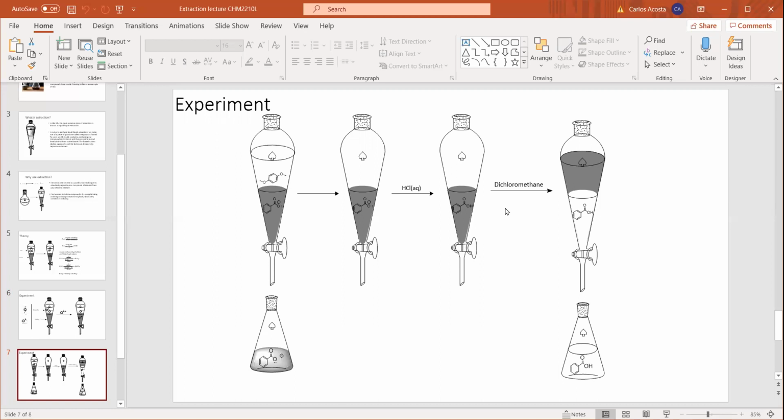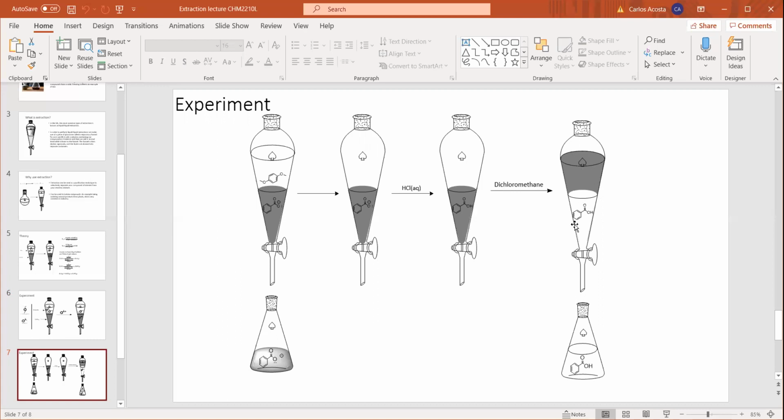So you want to extract it with another solvent, and in this case, we're going to use dichloromethane. So we're going to add dichloromethane into the separatory funnel. And you'll notice that the water layer is gray, but on the right separatory funnel depiction, you see that the water layer goes to the top.